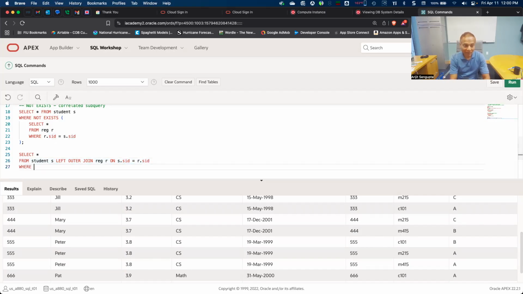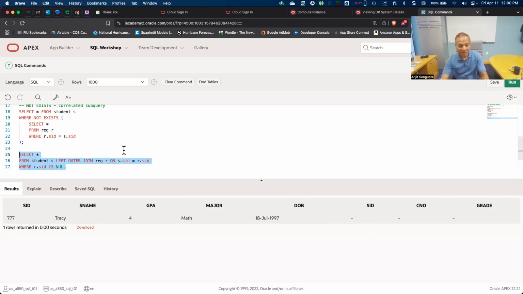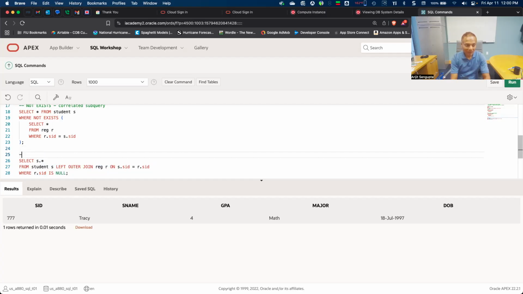So now we can say where r.sid is null. If I did that, then we get Tracy, just like before. And we can say s.star. But remember that this would only work if you use a left outer join. Okay, using left outer join.